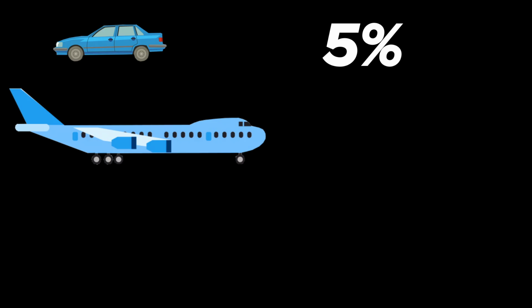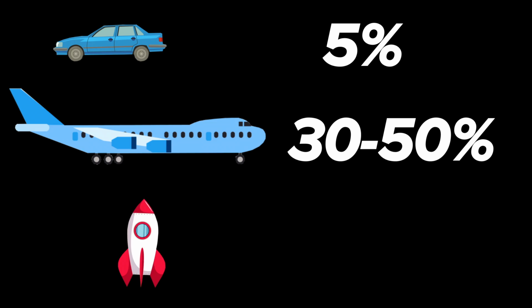Well, to give you some reference, your car's percentage of propellant is approximately 5%, and we're talking about the fuel here. For an airplane, it might be between 30 and 50%. For a lot of explosive devices, it might be a little bit over 50%. So what do you think the percentage of propellant is for a rocket?